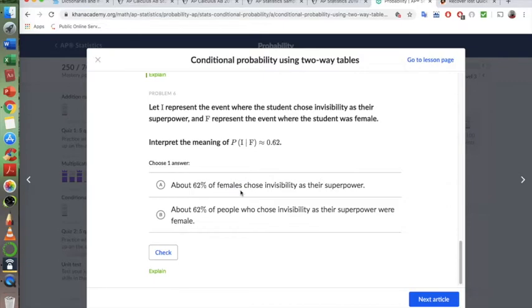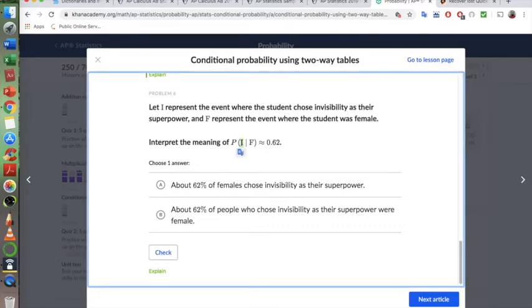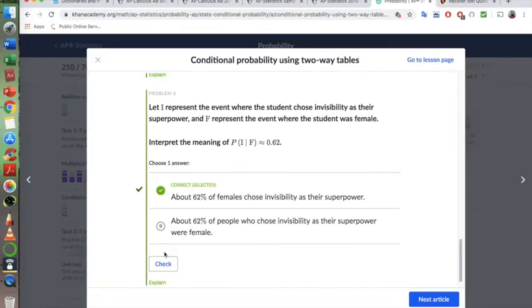And finally, let I represent the event where the student chose invisibility as their superpower, and F represent the event where the student was female. Interpret the meaning of P I given F. So this is the probability that a student chose invisibility given that they were female, meaning that among all females, 0.62 or 62% chose invisibility. So 62% of females chose invisibility. And that's that one there.